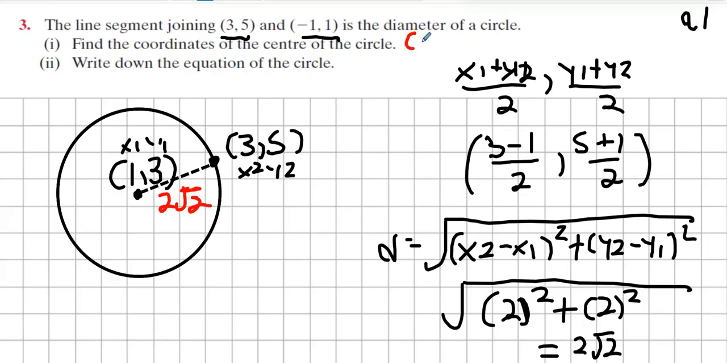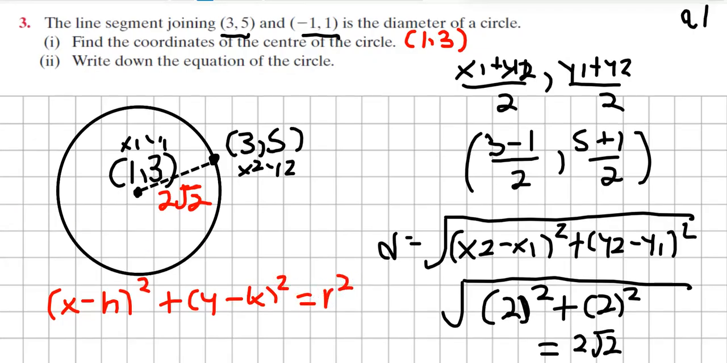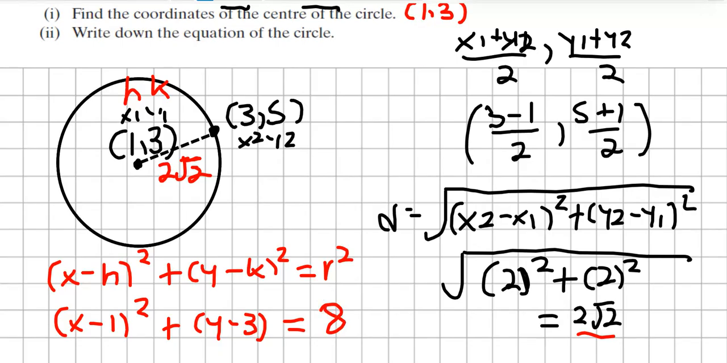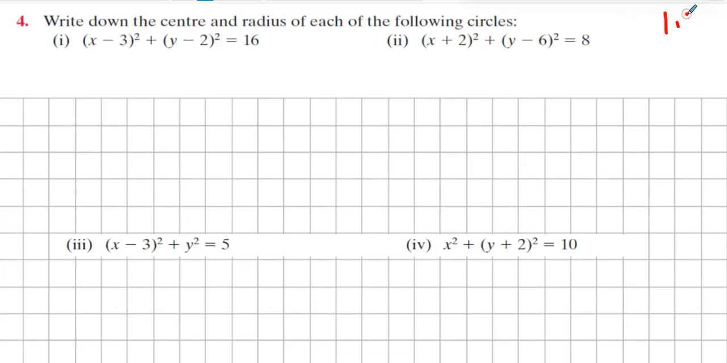And the center is 1, 3. Okay, and then we're going to plug into our equation. What do we get here? So we should get x minus 1 squared plus y minus 3 squared, because our h and k value are the x and y value of the center of the circle. Square the radius to get back to 8 again. Who got that? So it's 1, 3, and 4 so far.